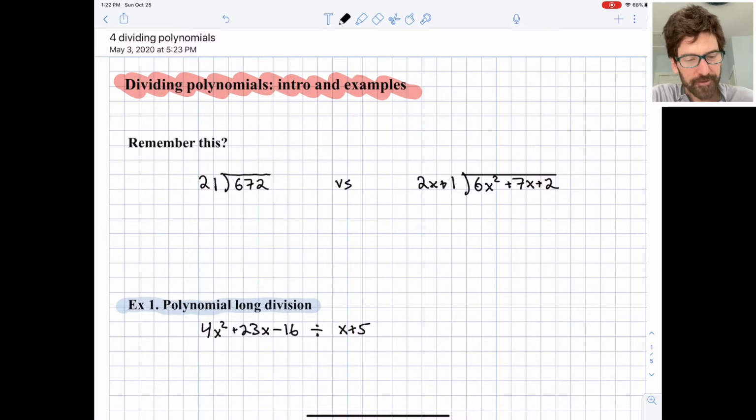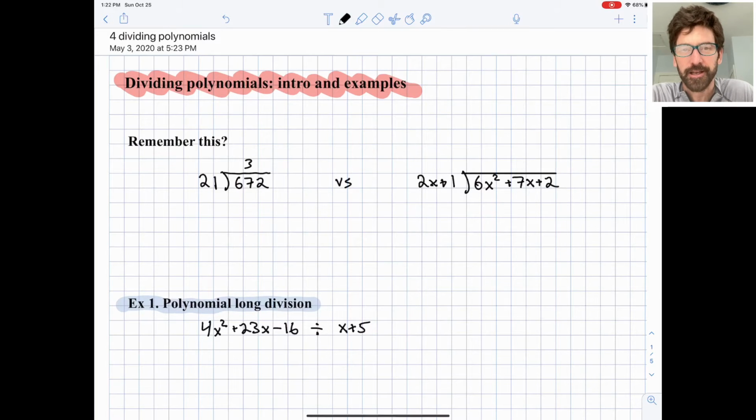So as a reminder, first we thought, does 21 go into 6? No, it does not. Does 21 go into 67? Yes, it does. It goes in 3 times. 3 times 21 is 63, and we can subtract, and we have a 42 as our difference. Does 21 go into 42? It does. 2 times 21 is 42, and when we subtract, we get a 0, meaning our remainder is 0. So we have learned that 21 times 32 is 672.